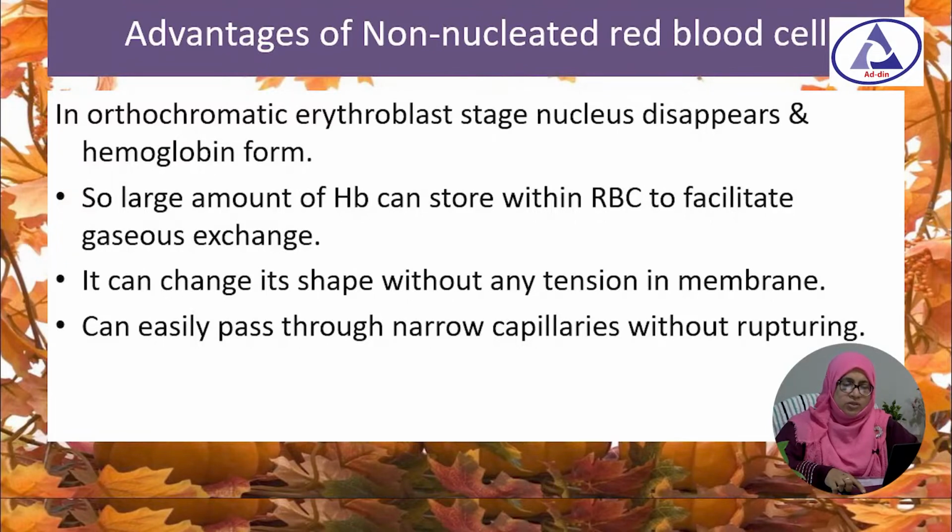Now what is the advantage of a non-nucleated red blood cell? In the orthochromatic erythroblast stage, the nucleus disappears and hemoglobin forms. So a large amount of hemoglobin can be stored within the cell to facilitate gaseous exchange. It can change its shape without any tension in the membrane. It can easily pass through the narrow capillaries without rupturing.